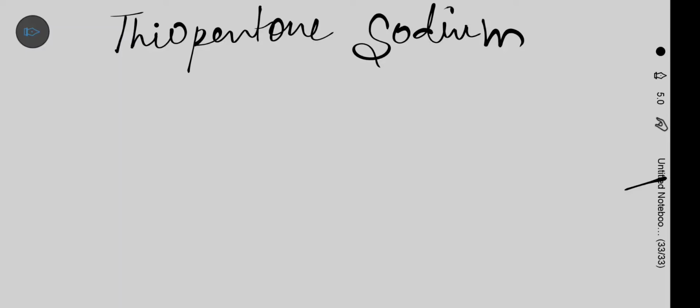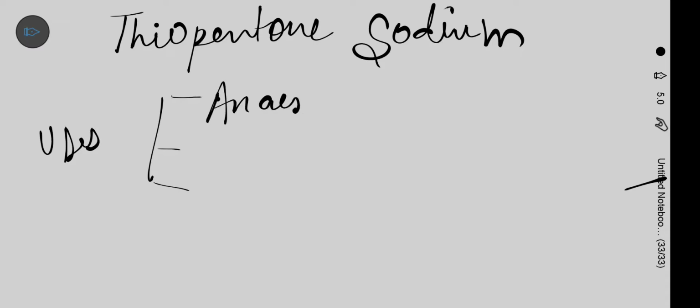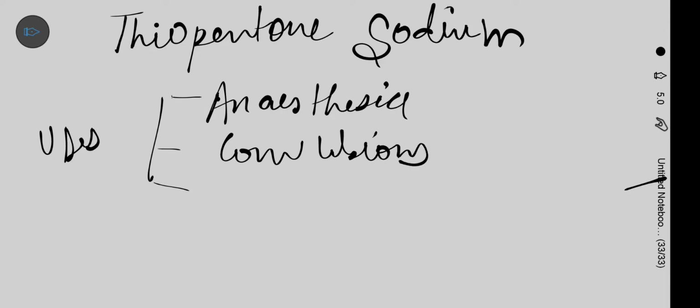Okay, guys. Now I'm going to talk about thiopentone sodium. Basically, we use it for three things. First, the uses. We use it for anesthesia, though it is a poor anesthetic. We use it as an anticonvulsant drug for convulsions, and we also use it for narco analysis.